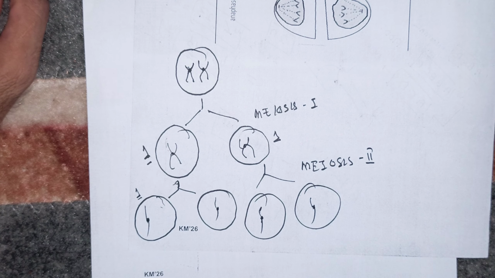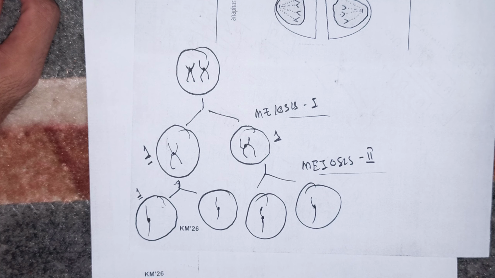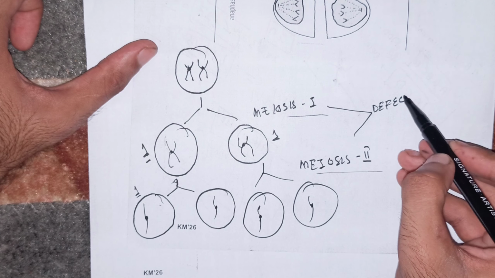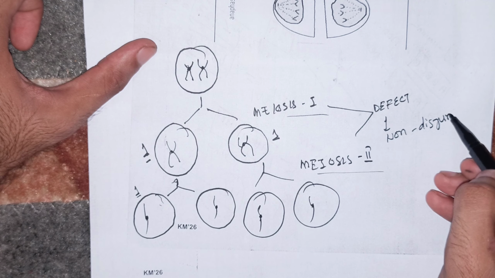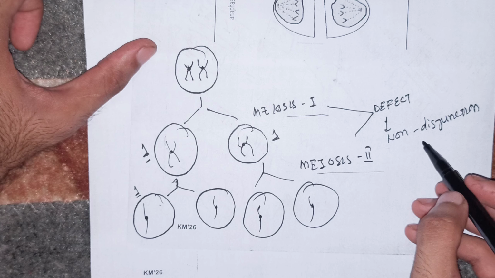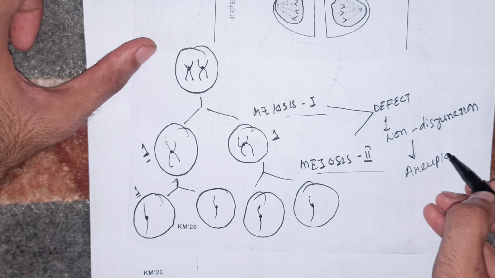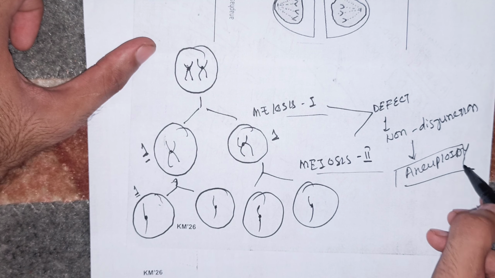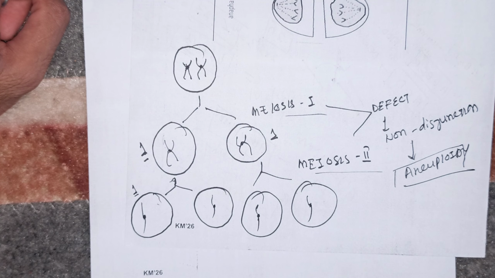Suppose, beta, there is any defect in meiosis 1 or meiosis 2, that is called non-disjunction. If any defect comes in meiosis 1 or meiosis 2, then we call it non-disjunction. Non-disjunction can lead to aneuploidy. It can be anything like addition of one chromosome, or deletion. So you will understand better when we talk about the types of aneuploidy.